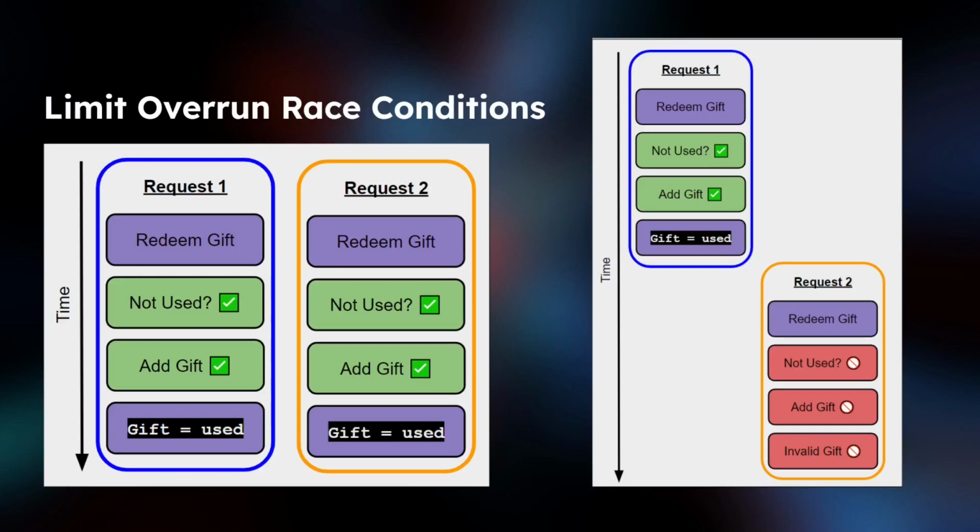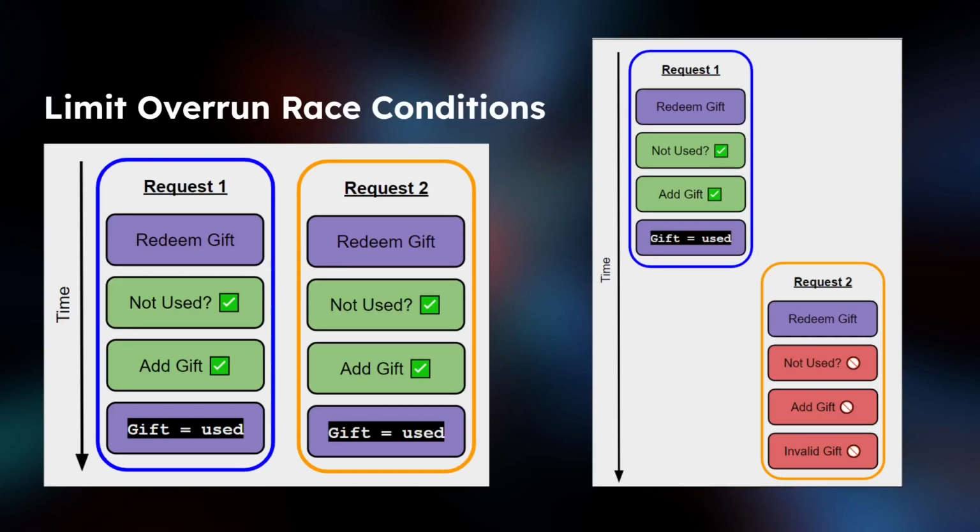But the race window that we're talking about, where that collision is taking place, is between when this not-used check happens and when the gift is set to being used. The time it takes for the application to process all those things is what we'd call our race window. And a race condition is just your ability to actually find that race window and trigger a collision that achieves an undesired result.